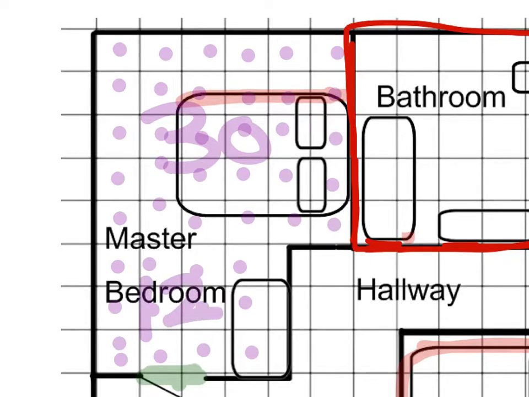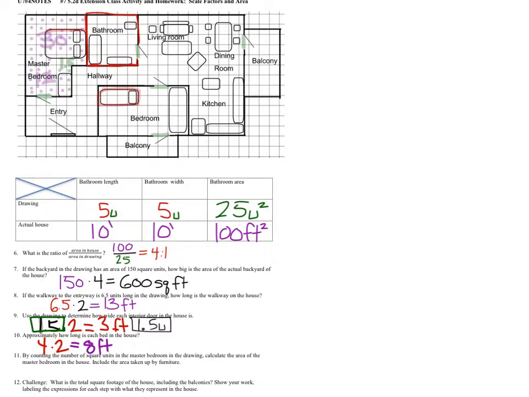Right there's 12, but there's also these little halvesies right there. So you also got a 1.5 as well. So overall, it appears that there's 43.5 squares. Yeah, so adding all those together, there was 43.5 units that were squared, or square units. All right, well that would be the area in the drawing.